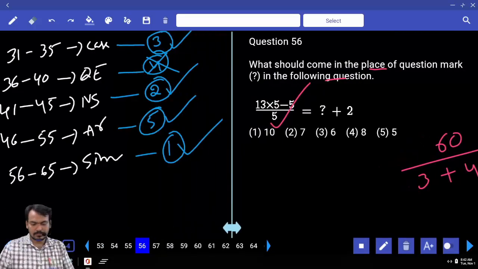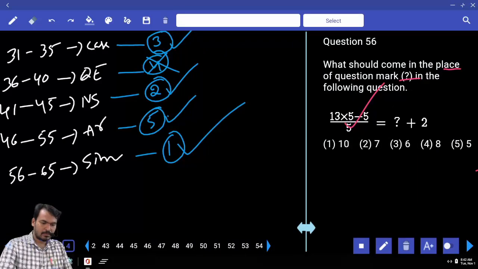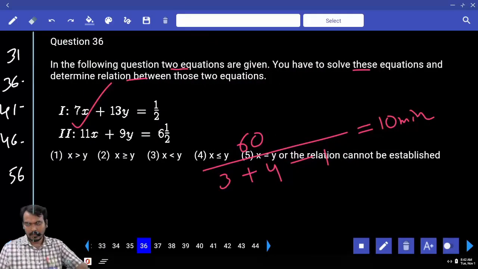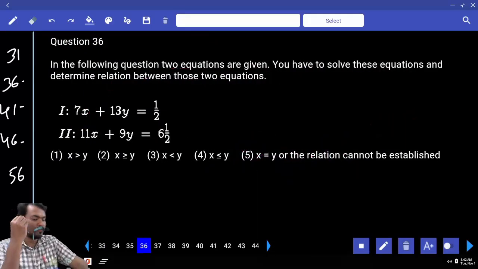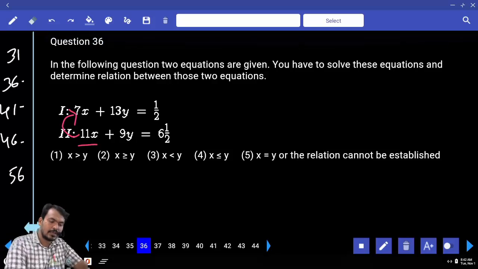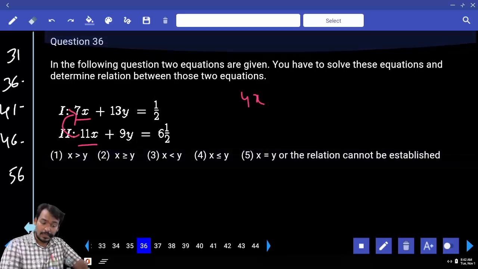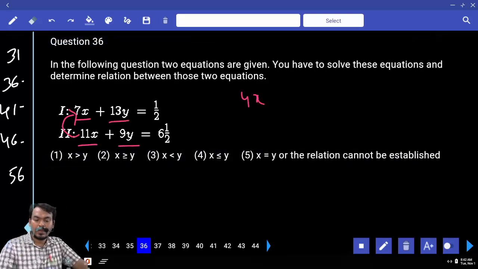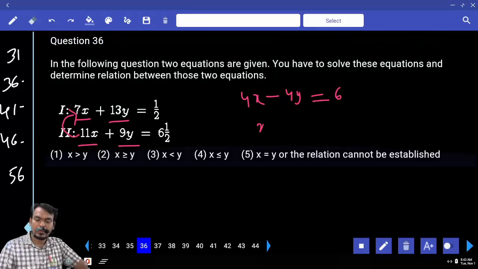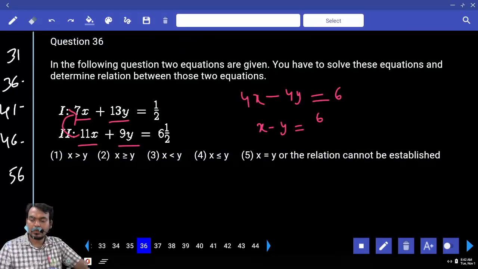Next, quadratic equations, questions 36 to 40. 7x plus 13y equal to 1 by 2. 11x plus 9y equal to 6. Okay, second equation minus first equation. What is the difference between 11x and 7x? 4x. 9y minus 13y is minus 4y, equal to how much? 6. Then x minus y equal to 6 by 4.